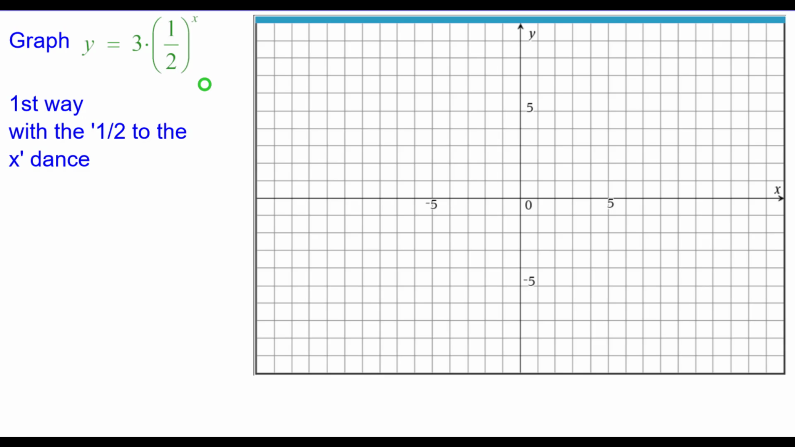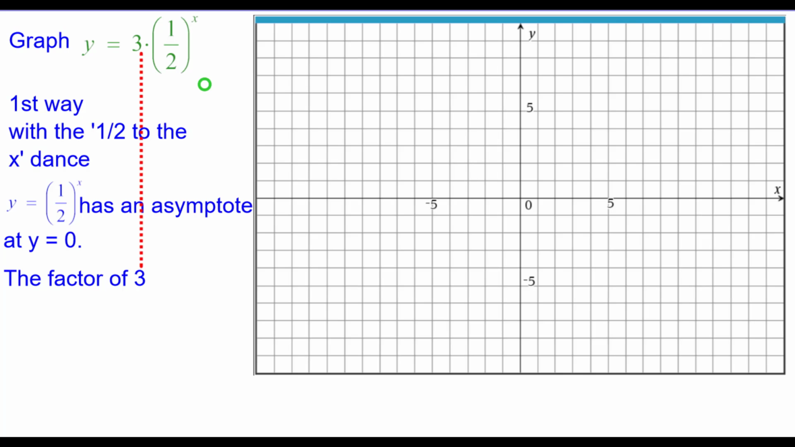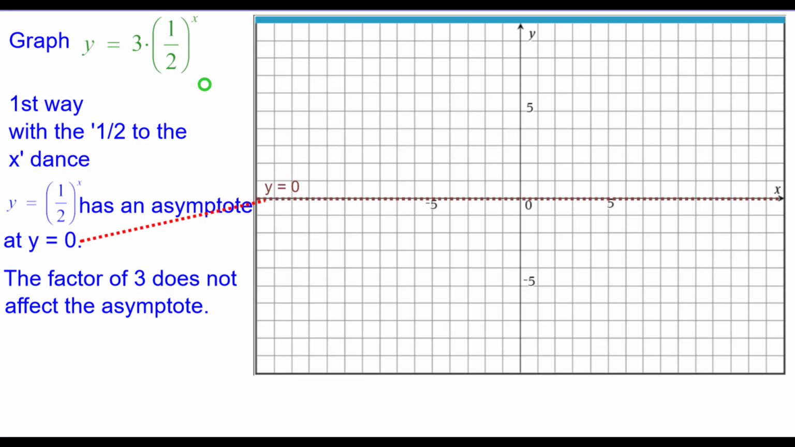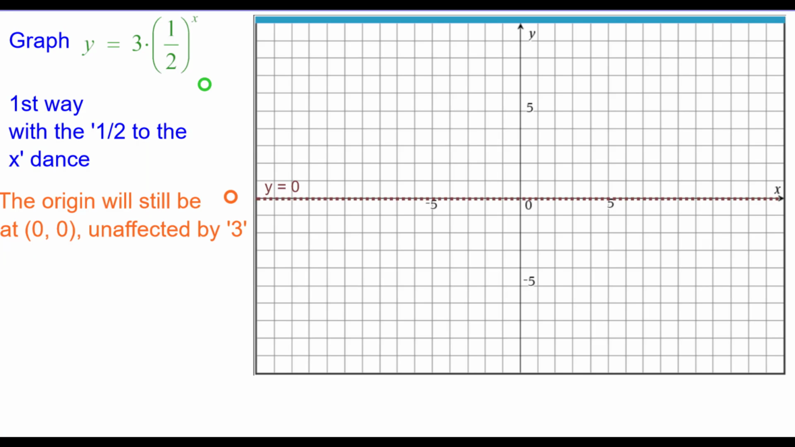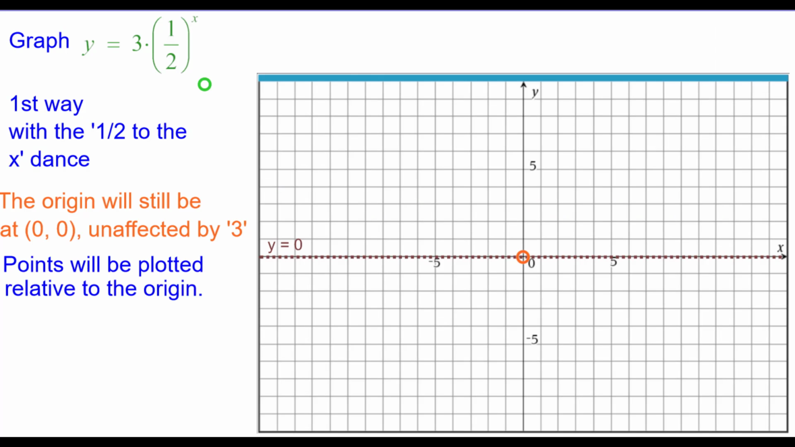The first way is using the 1/2 to the x dance, as we call it. Y equals the quantity 1/2 raised to the x has an asymptote at y equals 0. The factor of 3 here does not affect that asymptote. So let's go ahead and graph the x-axis, the line y equals 0. The origin is also unaffected by that factor of 3, so we'll plot that as our origin. And all points will be plotted relative to that origin.